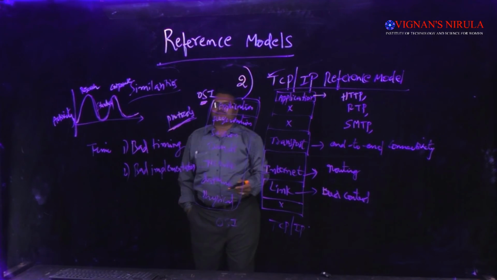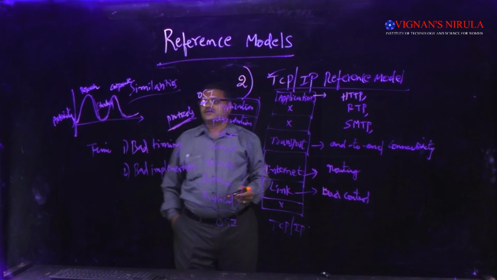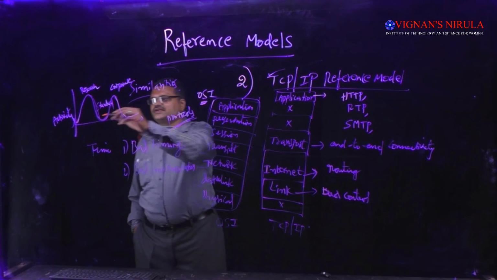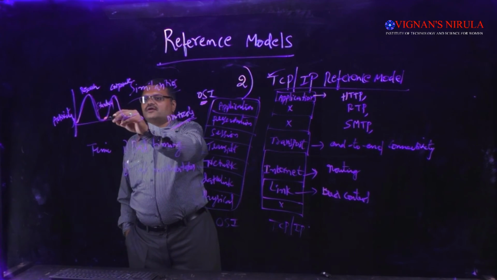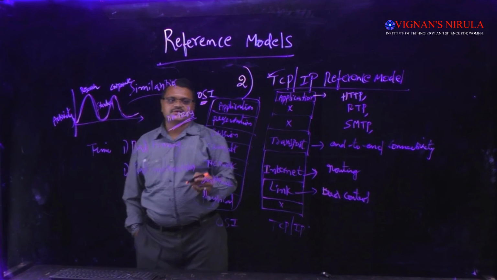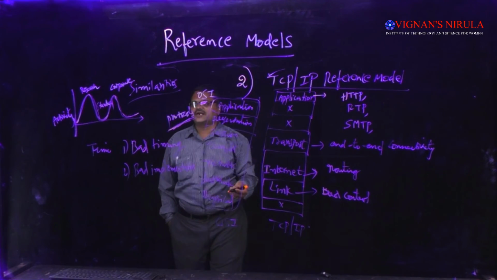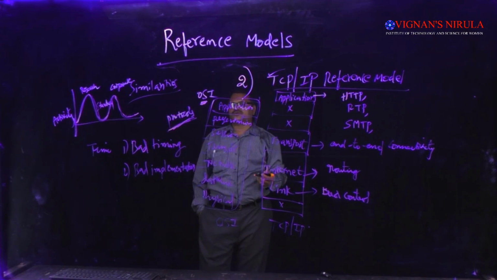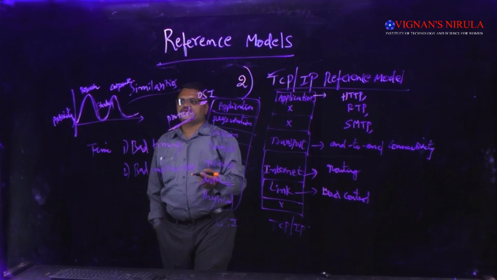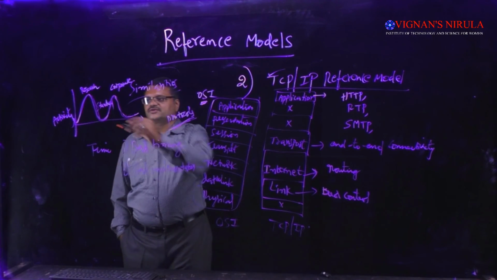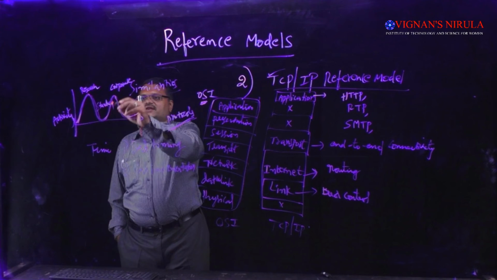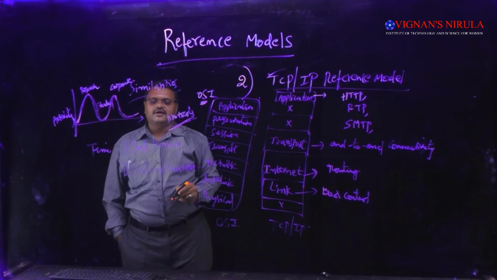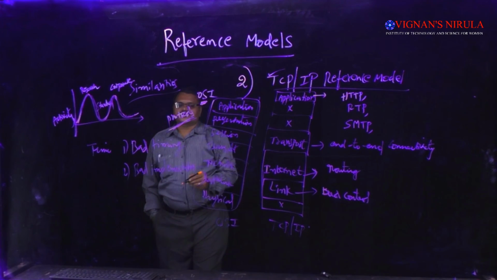In case of OSI, the research was going on at that time. That means protocols were not completely developed. So research is happening, but the standard is not developed. That is one of the drawbacks.